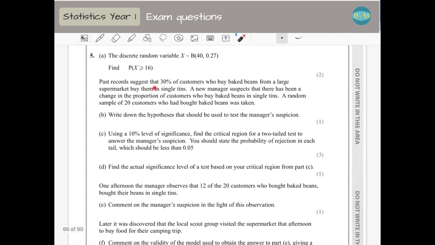past records suggest that 30% of customers who buy baked beans from a large supermarket buy them in single tins. A new manager suspects that there has been a change in the proportion of customers who buy baked beans in single tins. A random sample of 20 customers who had bought baked beans was taken. The first thing I have to do is to write the hypothesis.